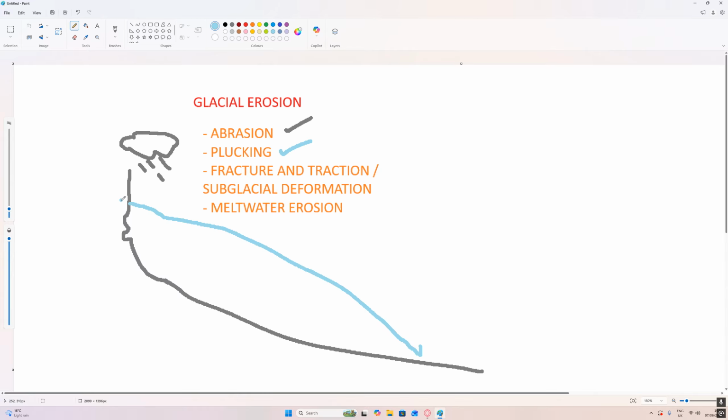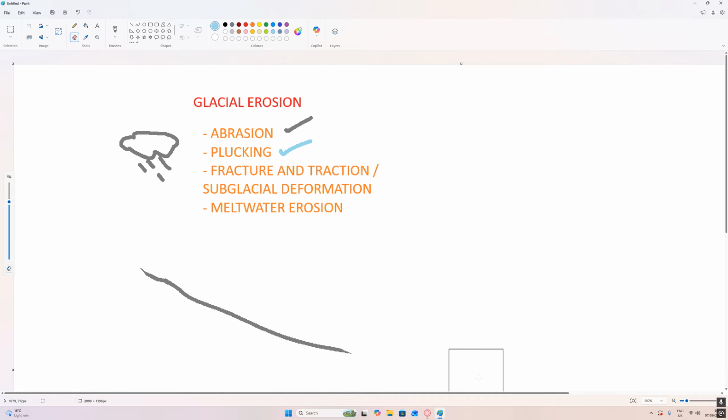Okay, and plucking, as I've already said, the thing that you have to mention if you're writing about it in a paragraph in an exam is that it steepens the back wall. So if you're talking about, for example, the formation of a quarry, you have to mention that plucking steepens the back wall and abrasion deepens the hollow, deepens the depression in the ground. Okay.